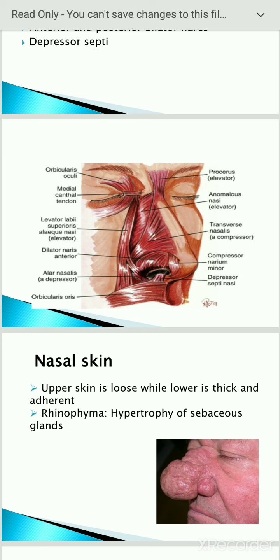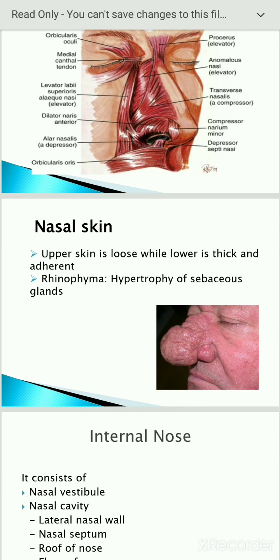Now we will see something about nasal skin. Upper skin is loose, while lower skin is thick and adherent. Whenever there is hypertrophy of sebaceous glands of nasal skin, it is called rhinophyma, and it is shown in the figure.